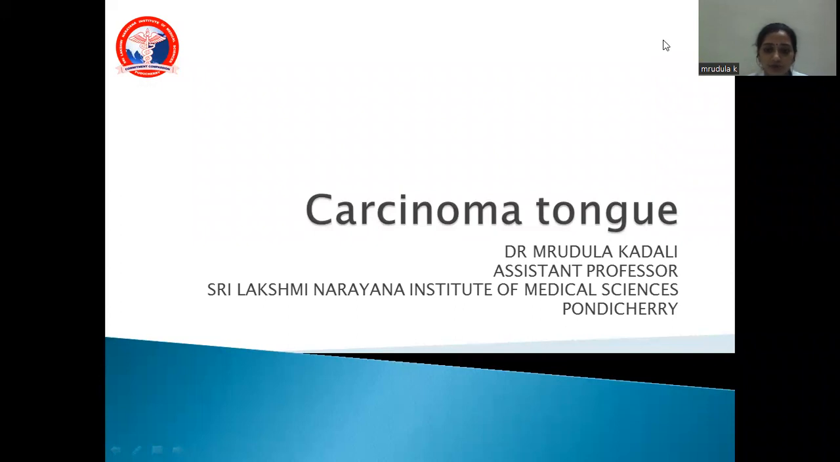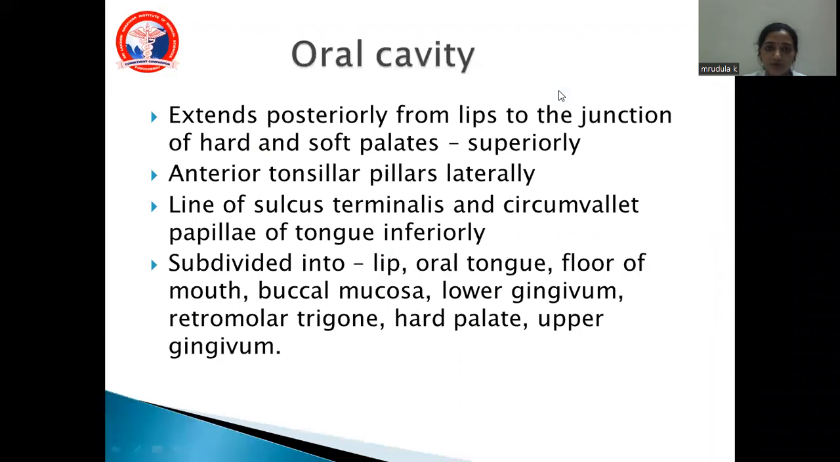Today we are going to discuss carcinoma tongue. Before discussing carcinoma tongue, we need to know about the anatomy of the oral cavity and the tongue. So we'll get into the anatomy of the oral cavity.